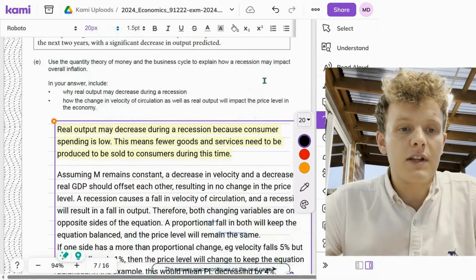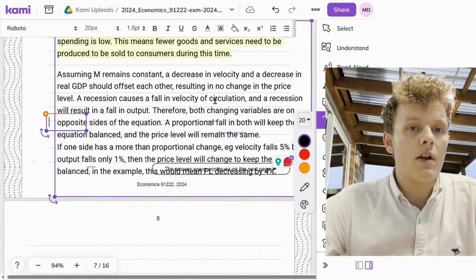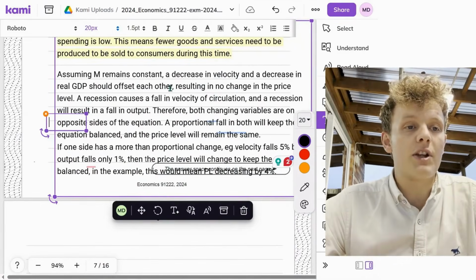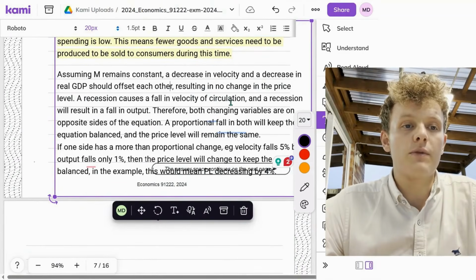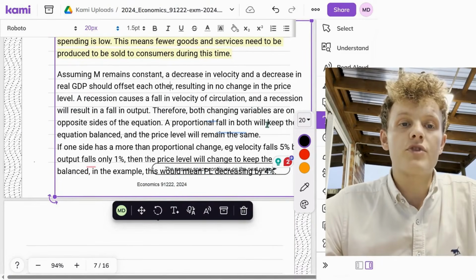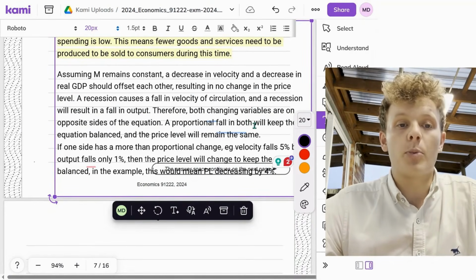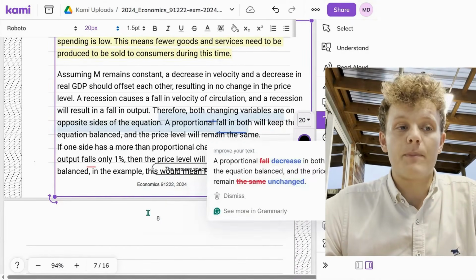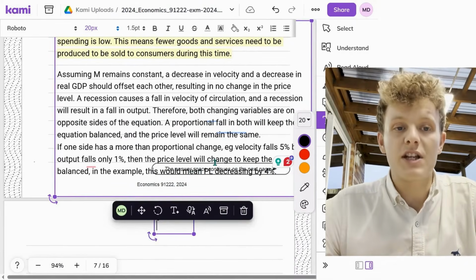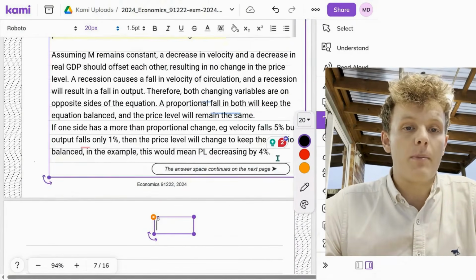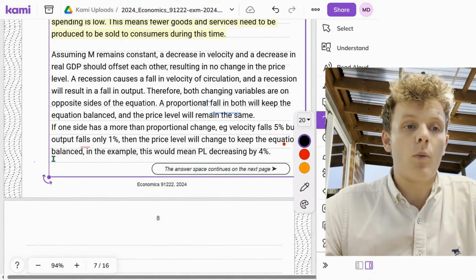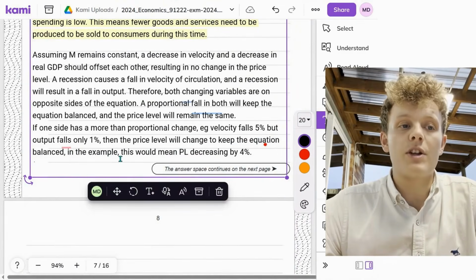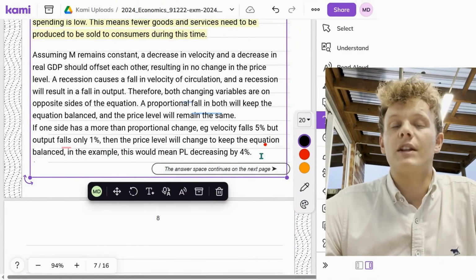Assuming M remains constant, the decrease in velocity and a decrease in real GDP should offset each other, resulting in no change in the price level. A recession causes a fall in the velocity of circulation, and a recession will result in a fall in real output. Therefore, both changing variables are on opposite sides of the equation. A proportional fall will keep the equation balanced, and the price level will remain the same. If one side has a more than proportional change, e.g. velocity changes by 5%, but output only changes by 1%, then the price level will change to keep the equation balanced. In the example, this would mean PL decreasing by 4%.